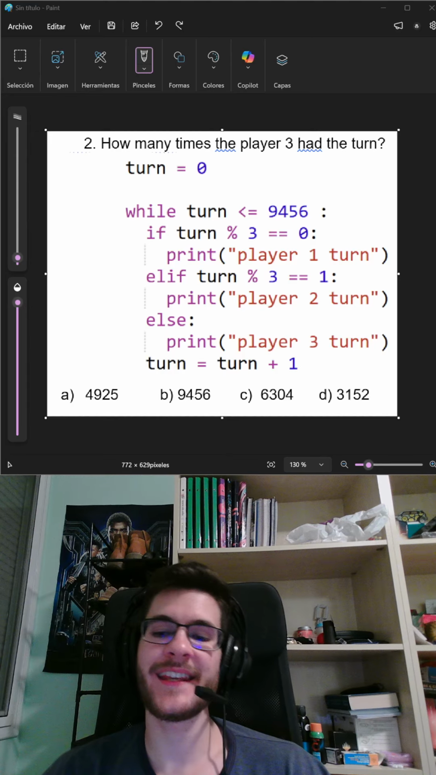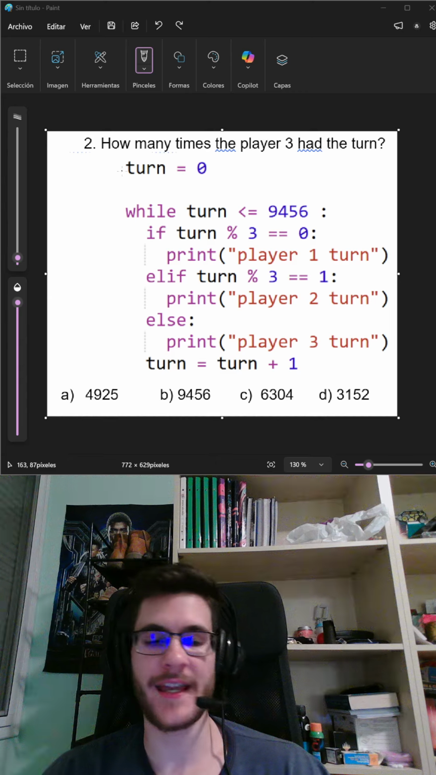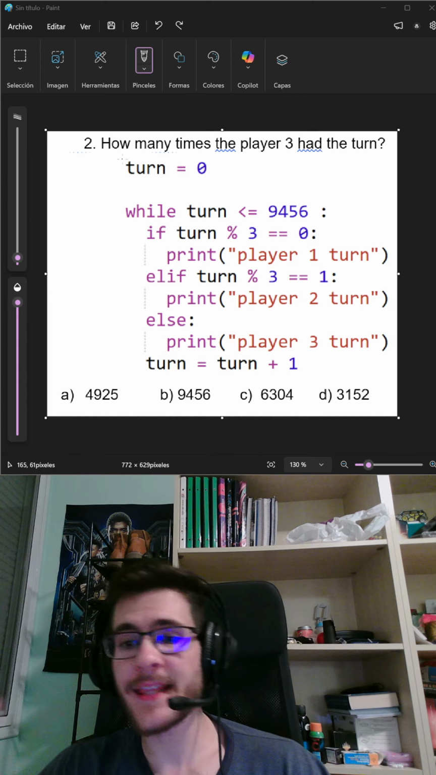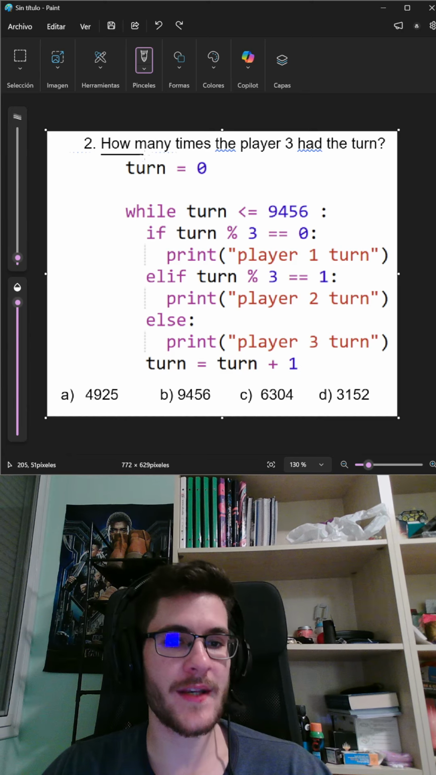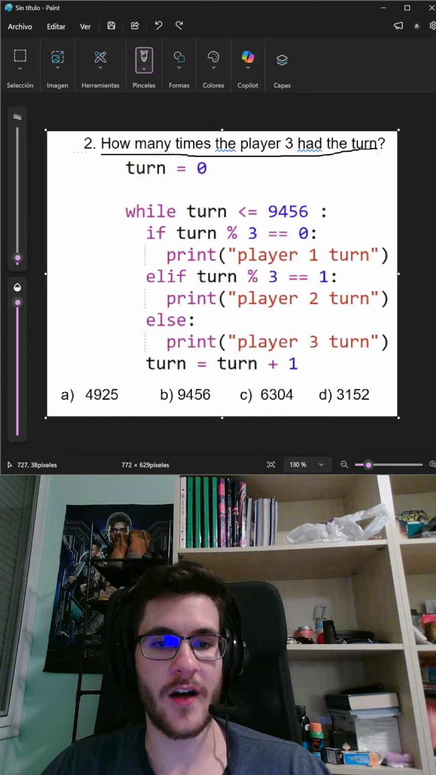Hi guys, this is the second question of the mock exam. It is a little bit tricky, but we can do it. The question is, how many times did player 3 have the turn?